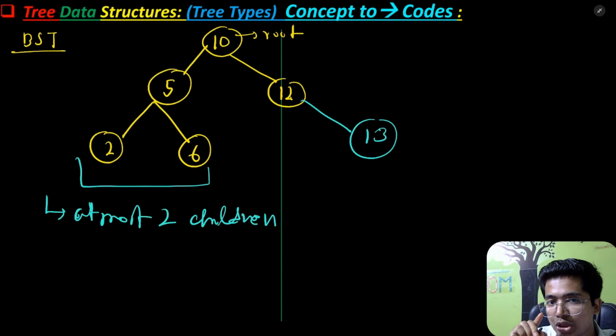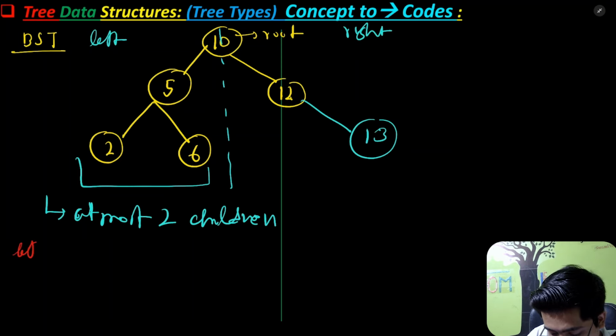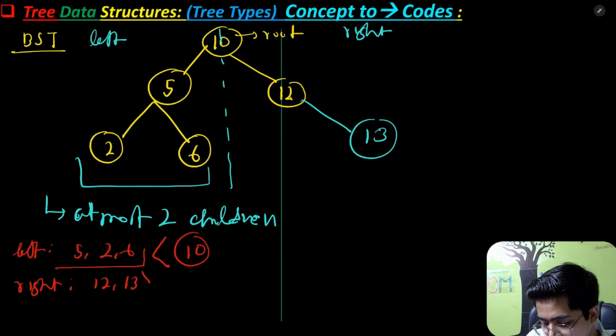Now one important thing to notice here. Just observe, this is the left part and that is the right part. If you observe the elements of the left part, what are they? These are 5, 2, 6. And notice the root node is 10. So all the elements available on the left side are lesser than 10. And all the elements on the right side, 12, 13, are greater than 10.